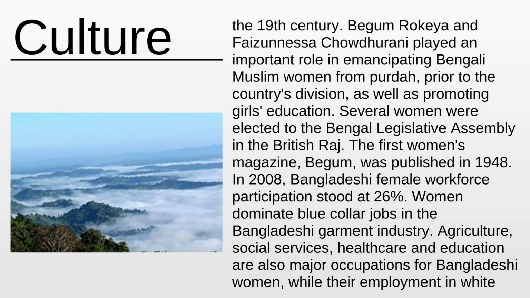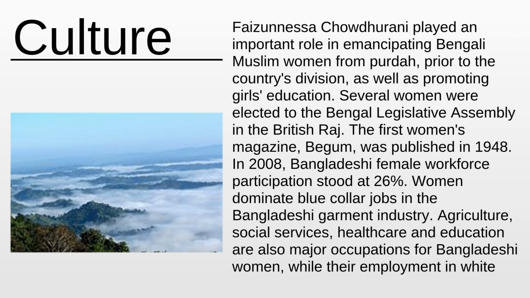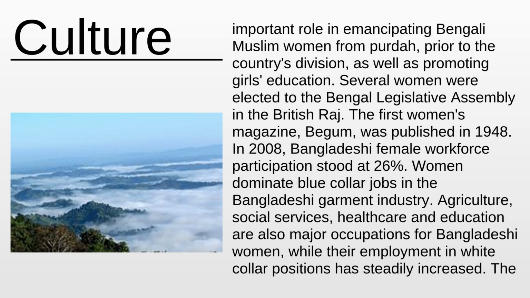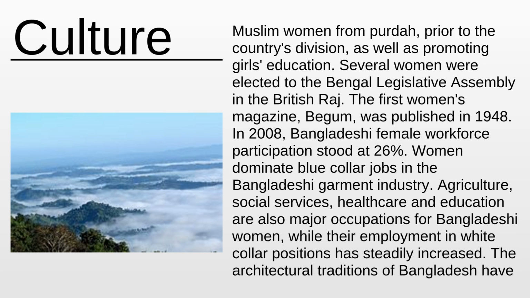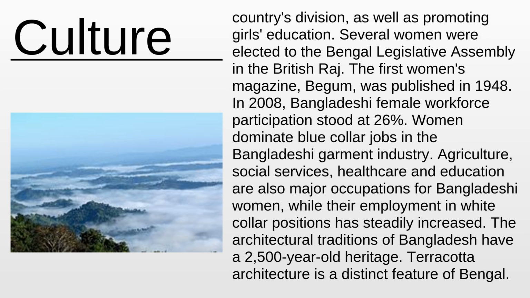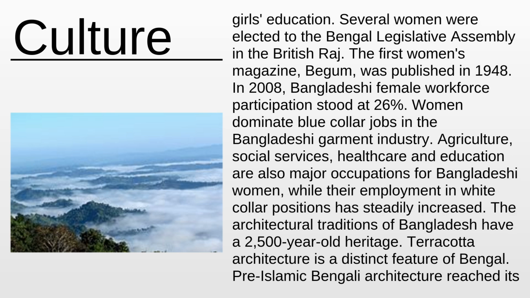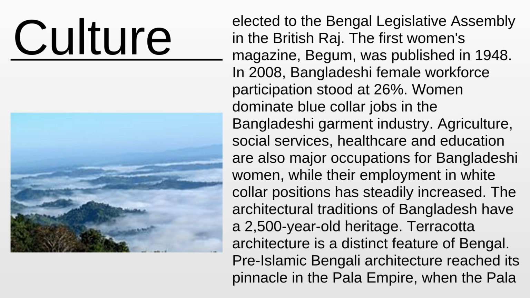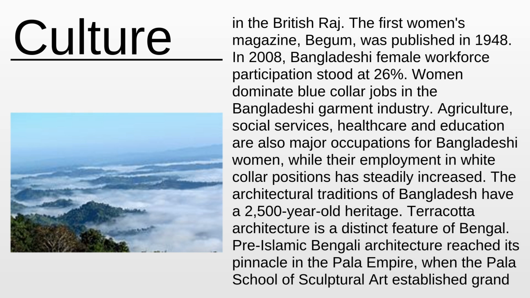Begum Rokeya and Faizunnesa Chowdhurani played an important role in emancipating Bengali Muslim women from purdah, prior to the country's division, as well as promoting girls' education. Several women were elected to the Bengal Legislative Assembly in the British Raj. The first women's magazine, Begum, was published in 1948.